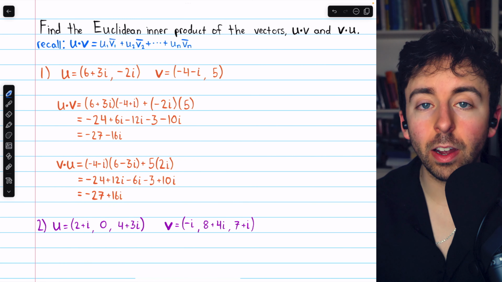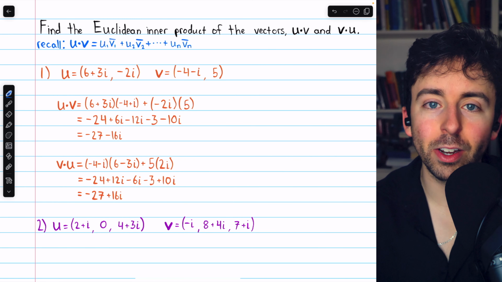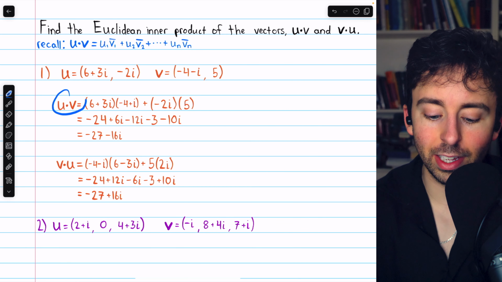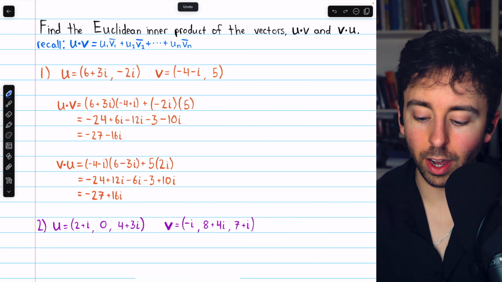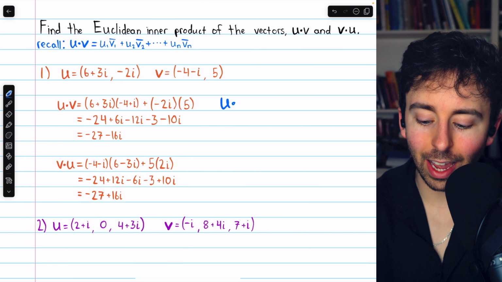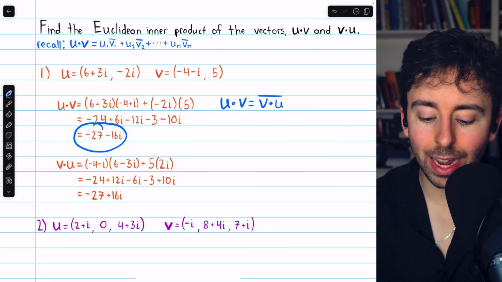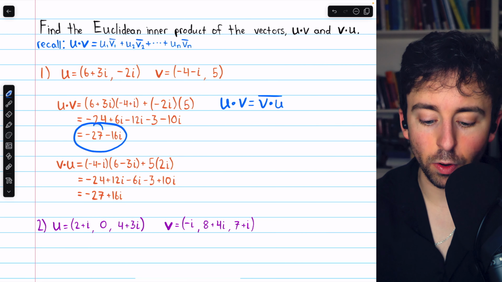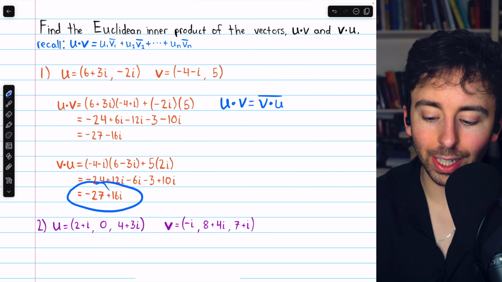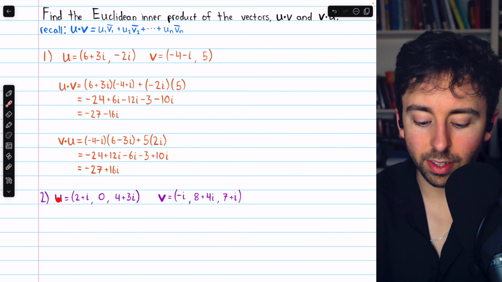You may recall that the complex dot product is not symmetric. The direction does matter. We see that u dot v is not equal to v dot u, but indeed it is the case that u dot v equals the conjugate of v dot u. We did have negative 27 minus 16i, but once we switch the direction, we have negative 27 plus 16i. All right, on to the second example.